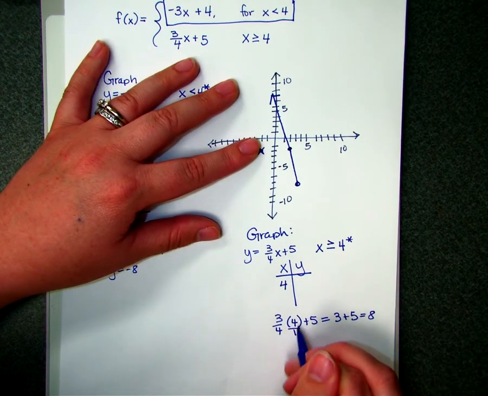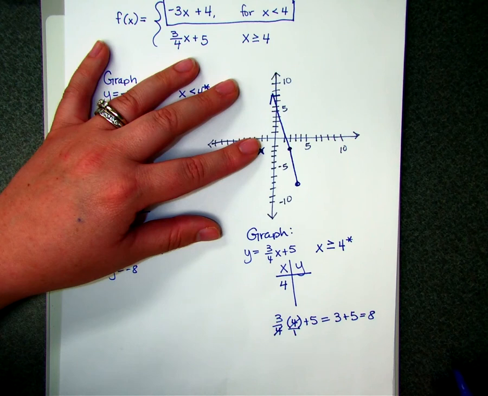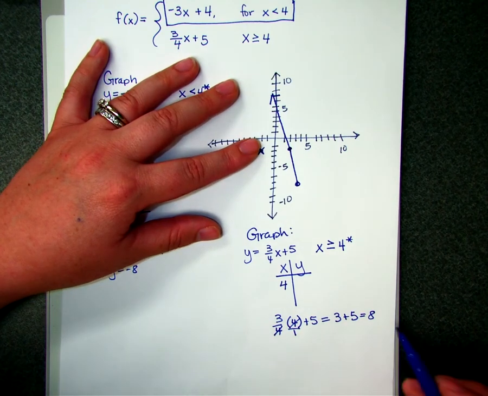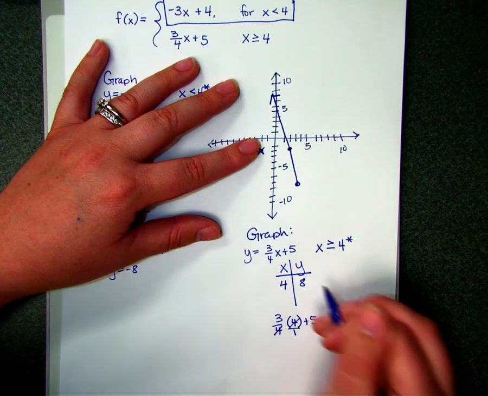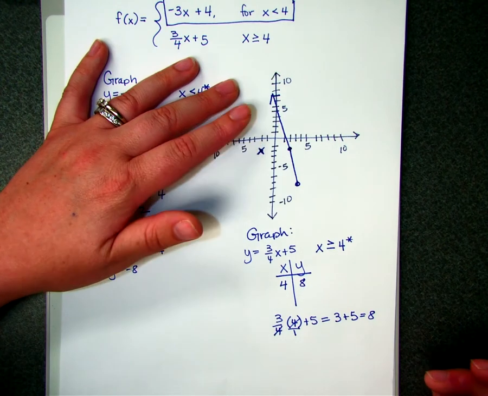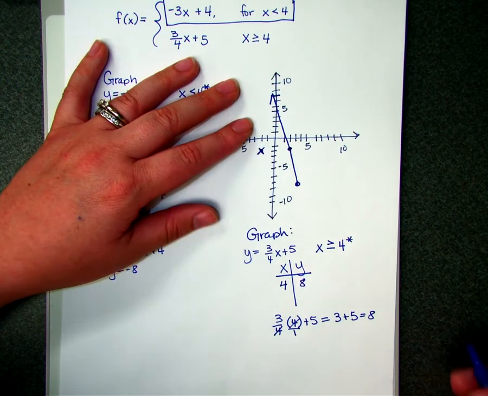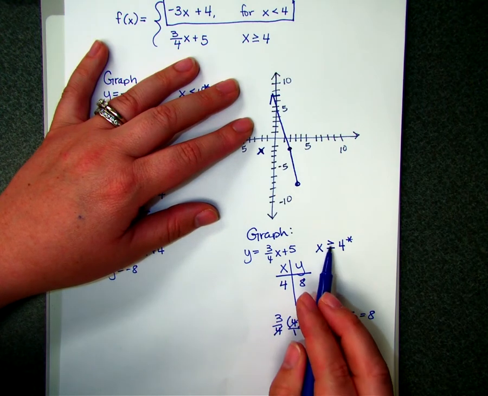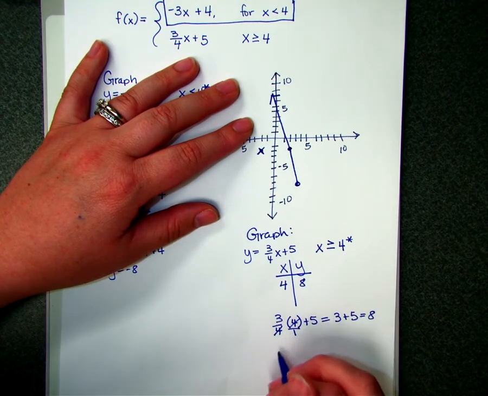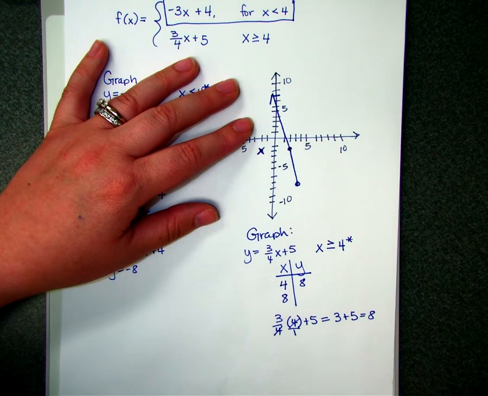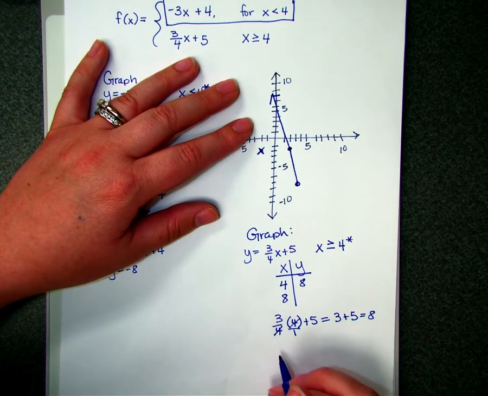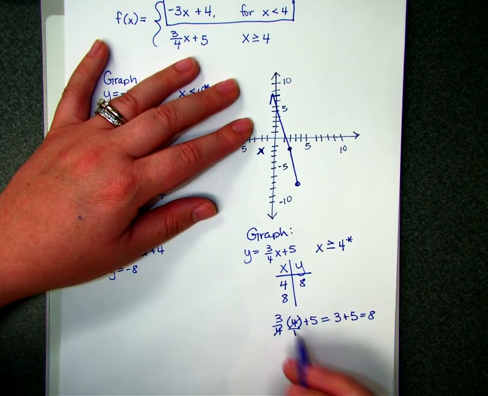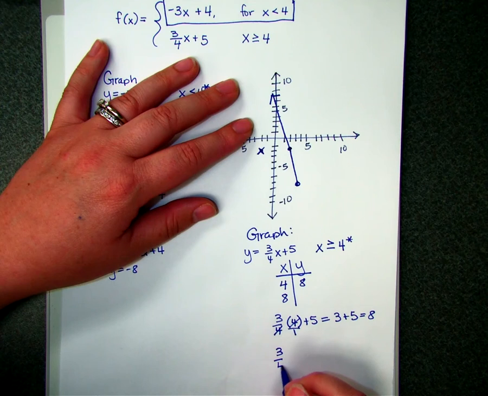And I know that because my fractions were able to cancel out like this. So 3 plus 5 is equal to 8. So (4, 8) is the boundary point for the second piece of my piecewise function. And then I'm going to choose some other number for x as long as it is greater than 4. So pick a number that's greater than 4, and I'm going to choose 8. And I'm choosing 8 because it will cancel out very nicely with my fraction. So plug this in.